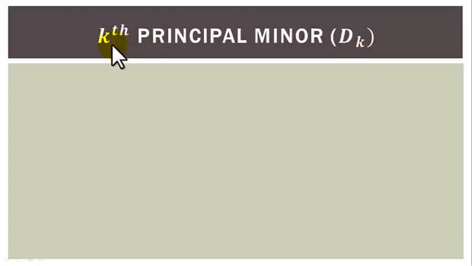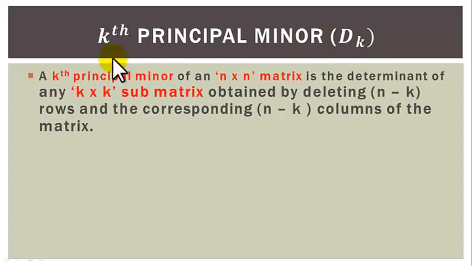Let us now consider the concept that will help us to determine the definiteness of a square matrix A. First, we consider what we mean by the kth principal minor of a matrix, denoted by dk. A kth principal minor of an n by n matrix is the determinant of any k by k submatrix obtained by deleting n minus k rows and the corresponding n minus k columns of the matrix.